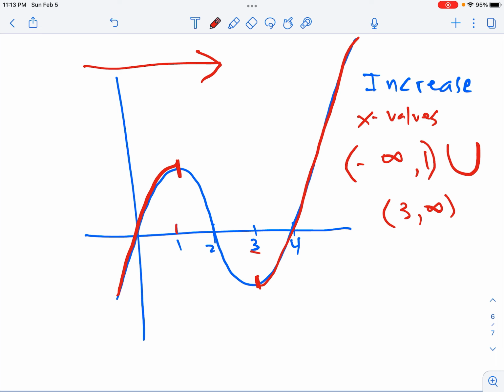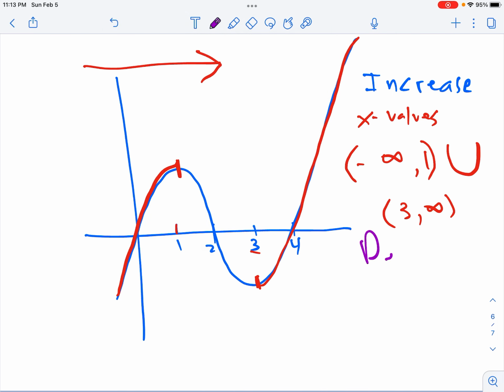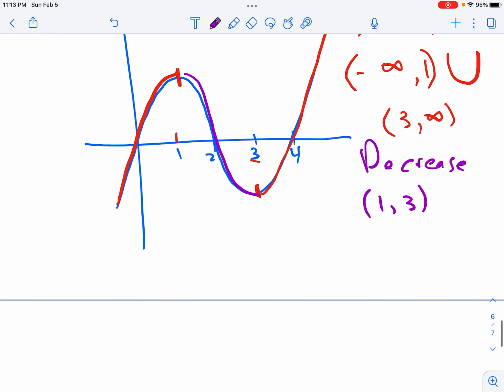Okay, so now let's talk about intervals of decrease. And the intervals of decrease, this is when the roller coaster is going down, like that. And it's going down from positive 1 to 3. And that's it. Okay, intervals of increase, intervals of decrease. Let's talk about a few more things on this graph while we have it.